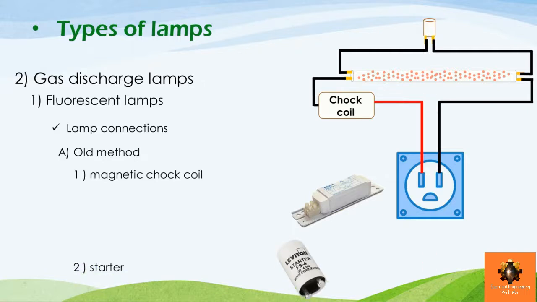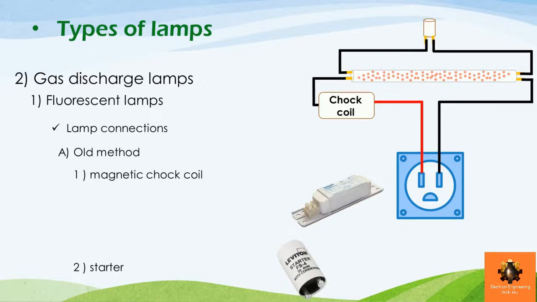The wiring diagram of this method is that the choke coil is connected to the power supply from one terminal, and the other terminal of the choke coil is connected to one side of the lamp, and then the other terminal on the other side of the lamp is connected to the other component, which is called the starter, and the other terminal of the starter is connected to one side of the lamp on the other terminal, and then the same side of the lamp of the second terminal is connected to the other terminal of the power supply. So in that method we have three elements: the lamp, the choke coil and the starter.